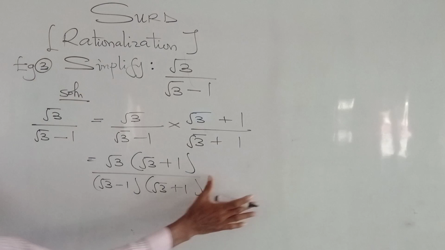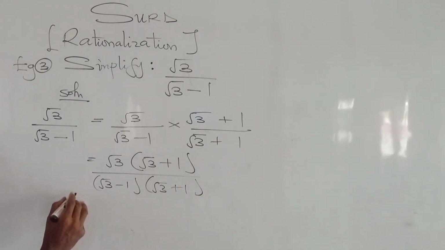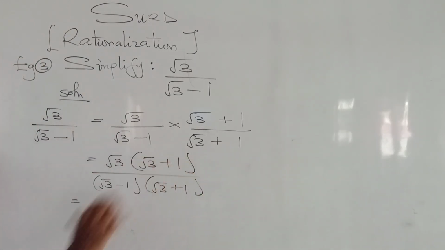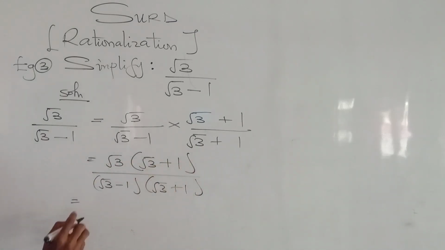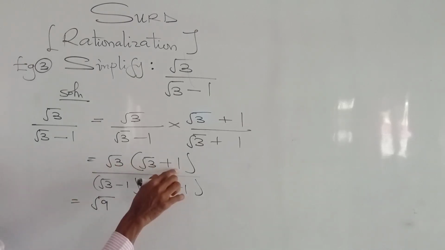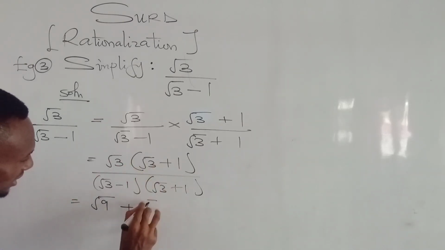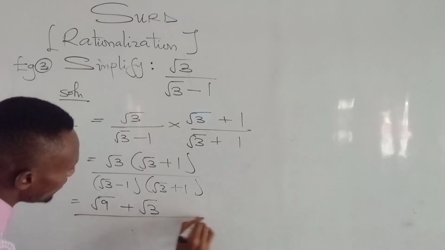Okay, so let's go ahead and simplify further. Let's open our bracket from the numerator. This root 3 will open its bracket by multiplying each term in the bracket. So root 3 times root 3 gives root 9. I hope you agree with me. And root 3 times positive 1 gives positive root 3, all over.